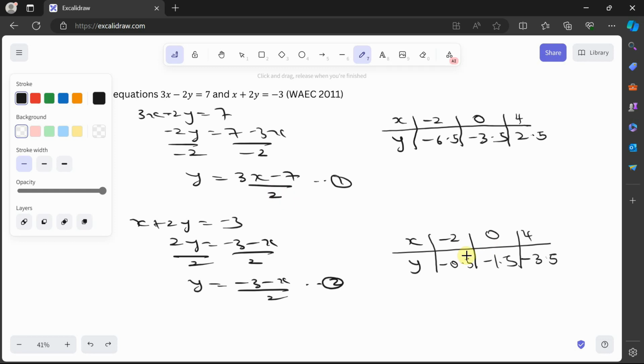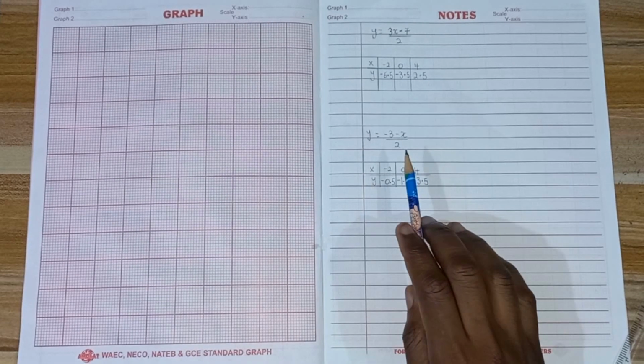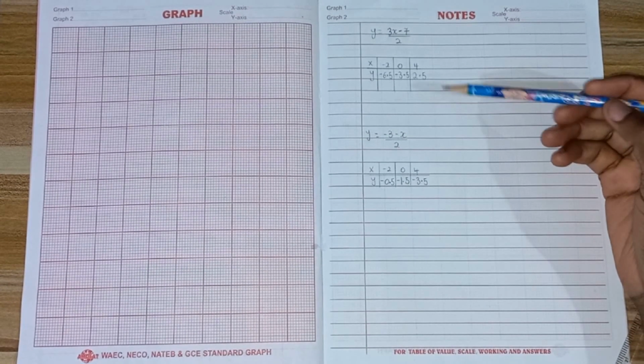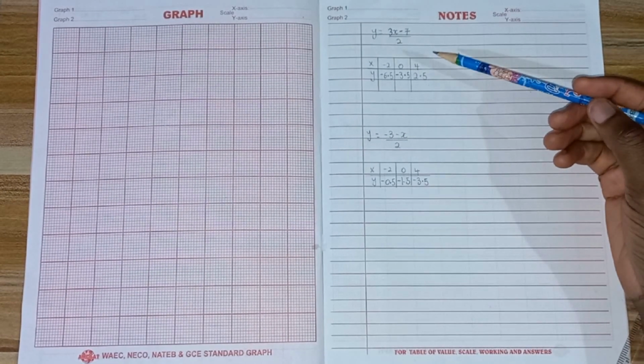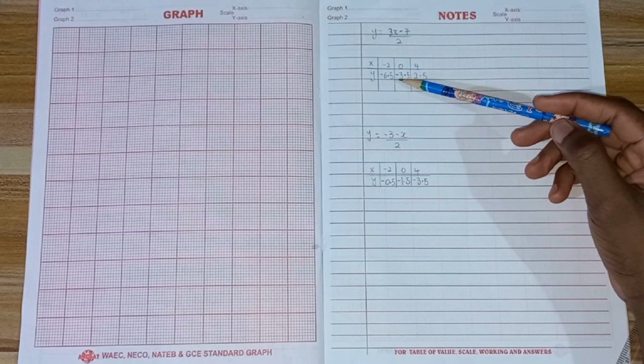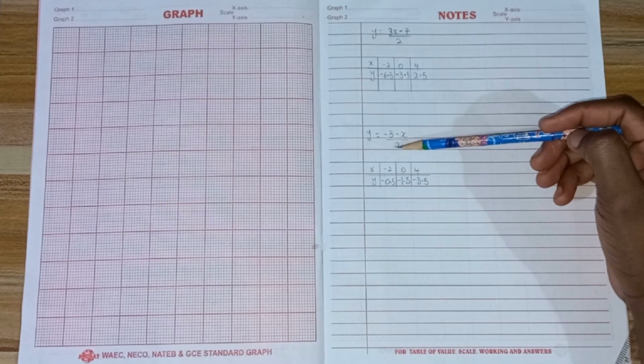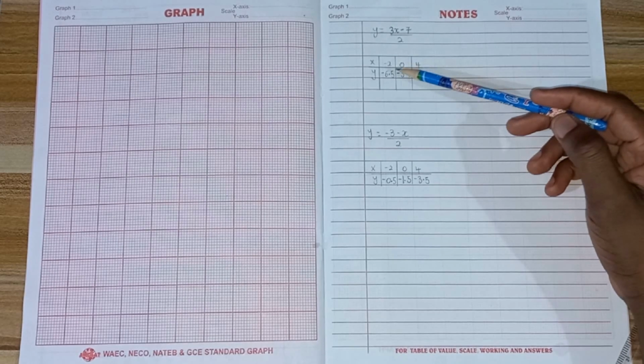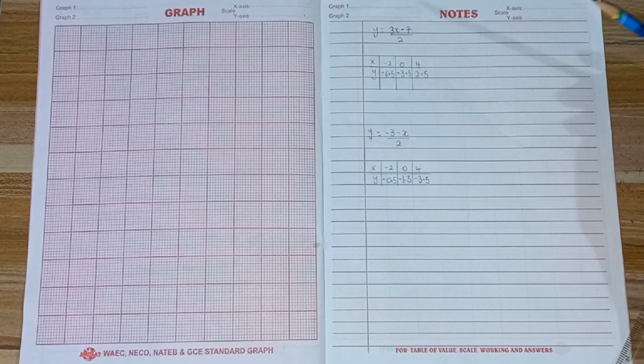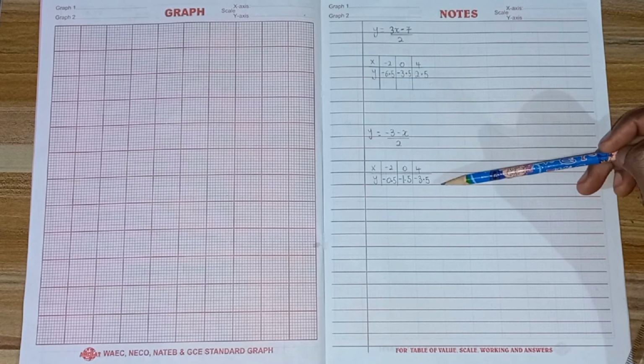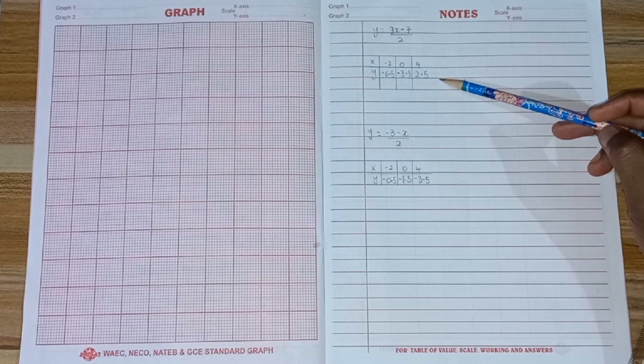So with that, we are going to plot it on our graph sheets. So we have this. The first thing you want to notice is what is the lowest negative number in these two, this from the first equation, this from the second equation. The lowest negative number is minus 6.5. And what is the highest positive number? The highest positive number from these two is 2.5. So let's count.